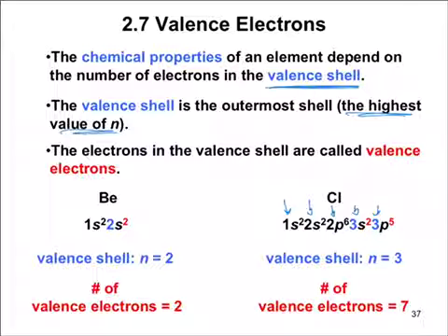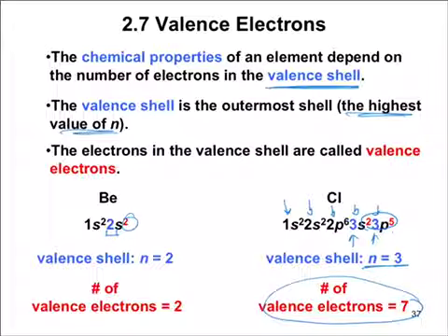So for chlorine, the highest number is 3. So there are 2 in the S and 5 in the P, so the total number of valence electrons is 7. And we would say the valence shell is N is equal to 3. For beryllium, the valence shell would be 2, and there would only be 2 valence electrons. So you could write out all the electron configuration, and then just figure out who's got the highest number and add up all those electrons.